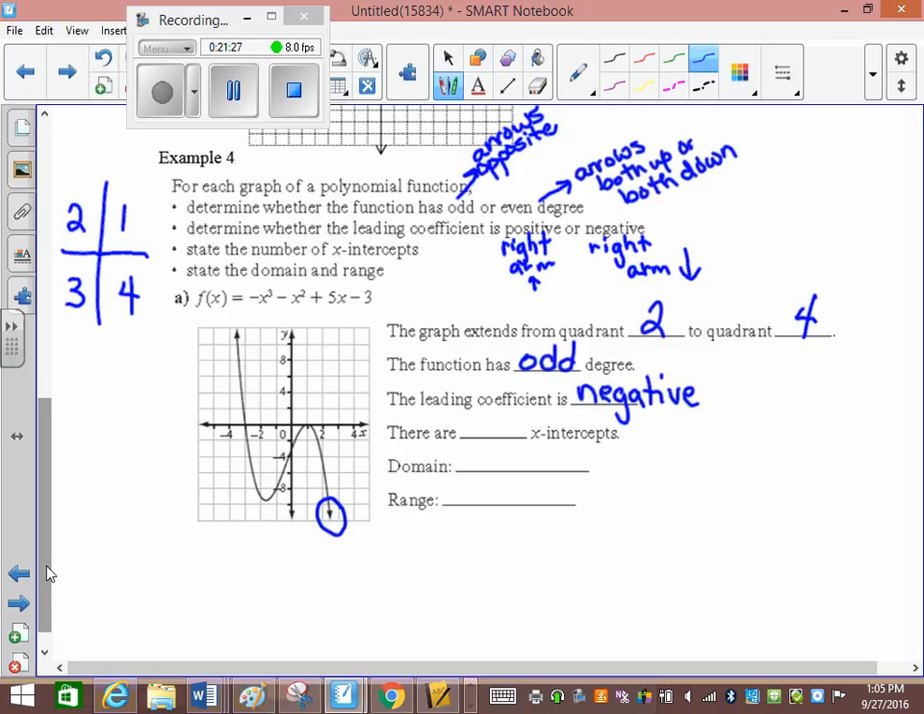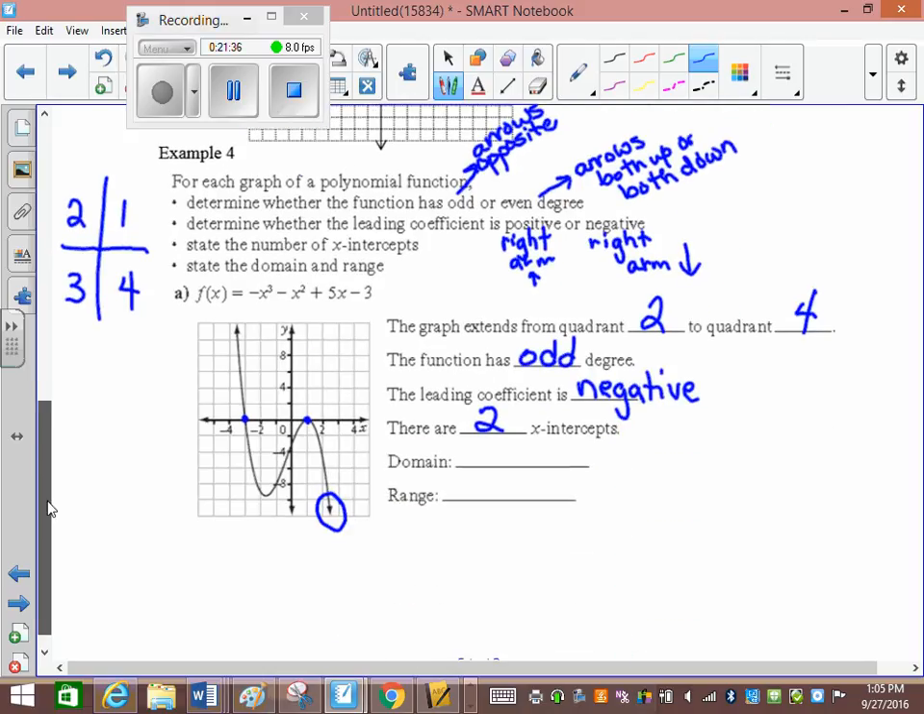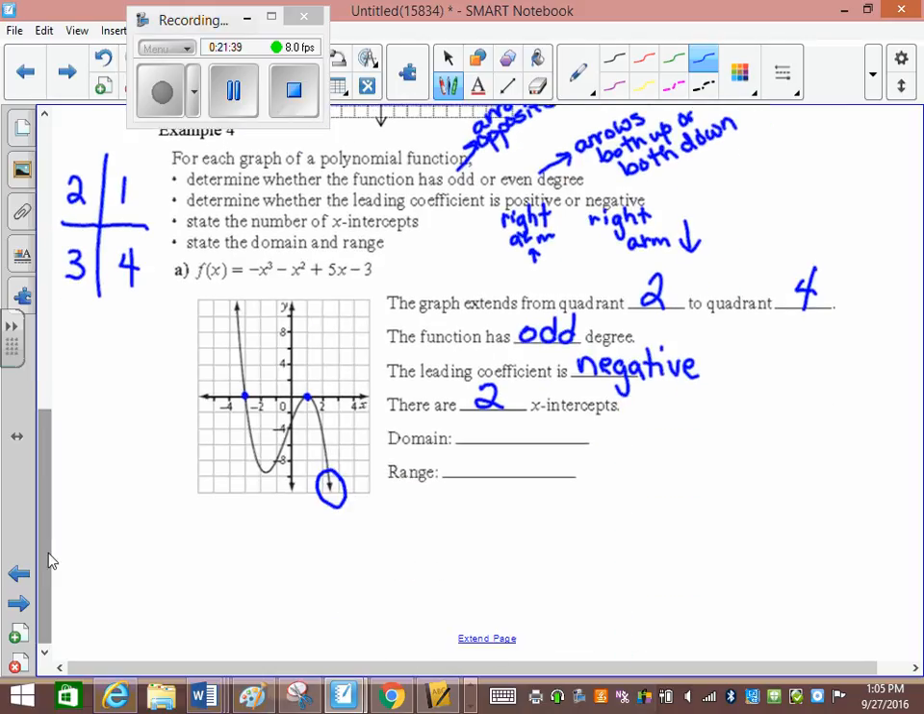There are how many x-intercepts? It crosses 1 and touches 1. There's 2 x-intercepts. The domain of this graph: all polynomials, unless 2 or prime, are x ∈ ℝ. So the domain is x ∈ ℝ in set notation, or in interval notation, negative infinity to positive infinity, maybe the whole number line. The range: my arrows, one arrow is going up and one arrow is going down. So I'm going all the way to positive infinity and all the way to negative infinity. So number line here.